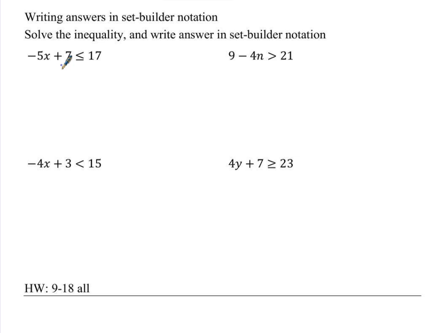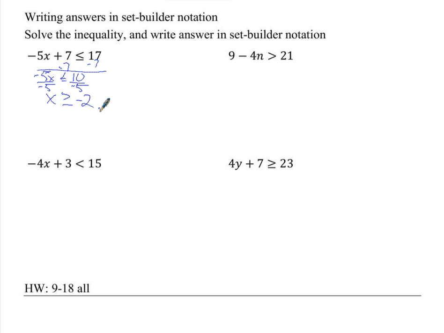So subtract 7 from both sides. And we get negative 5x less than or equal to 10. So now we're going to divide both sides by negative 5. Good. Don't forget to flip the symbol. We divided by a negative, which means we must flip the inequality, and you get negative 2 there.